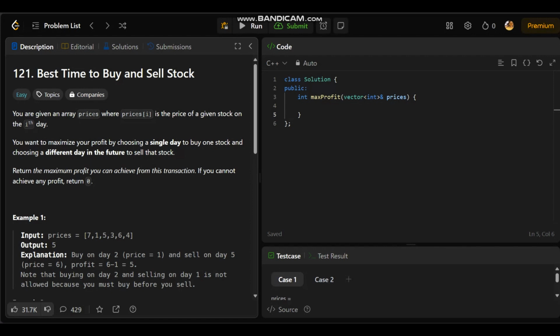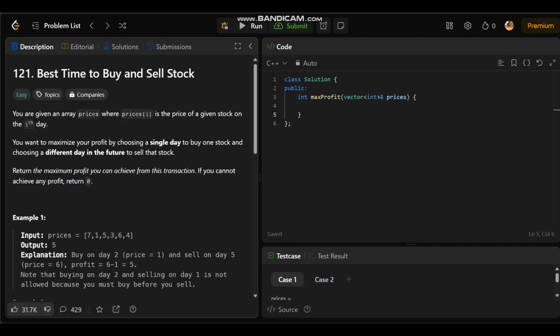So what things did you consider while thinking of this logic? We basically have to keep track of the minimum price, so that we can purchase on that day. And once we have the minimum price, we are going to look for the maximum value after the minimum price. It is 6. So 6 minus 1 is equal to 5.